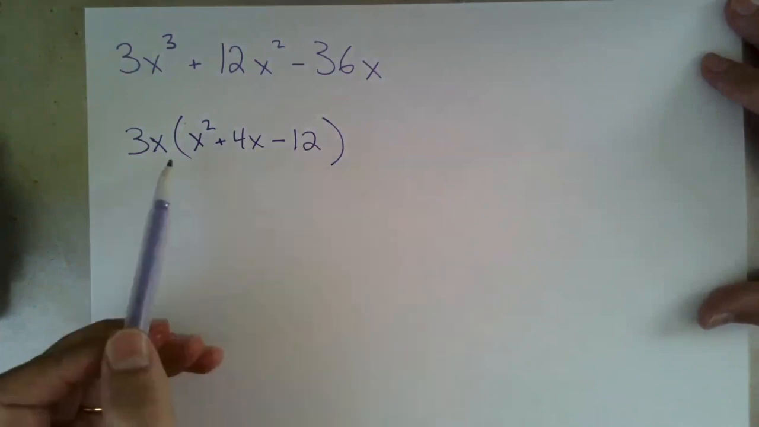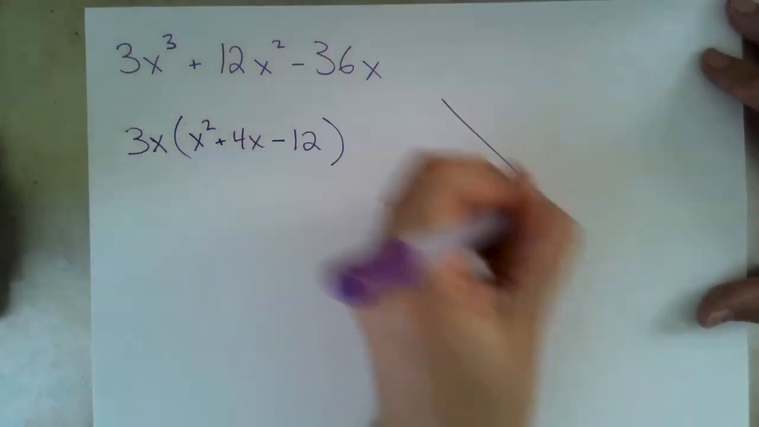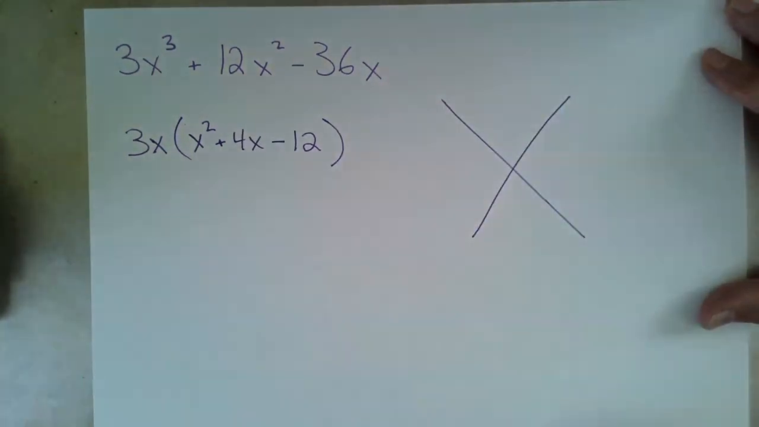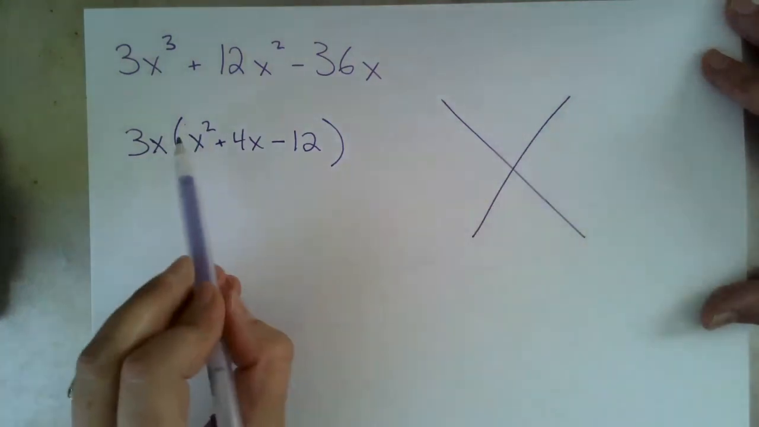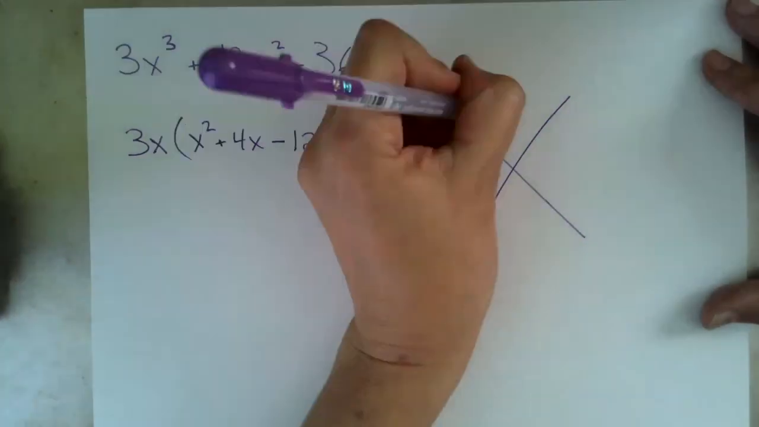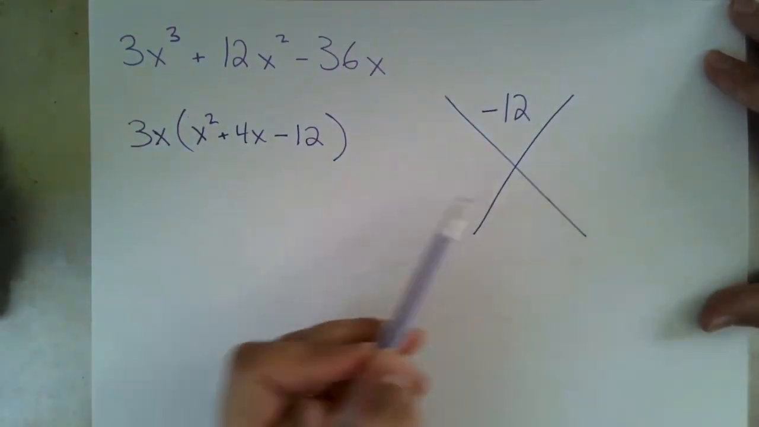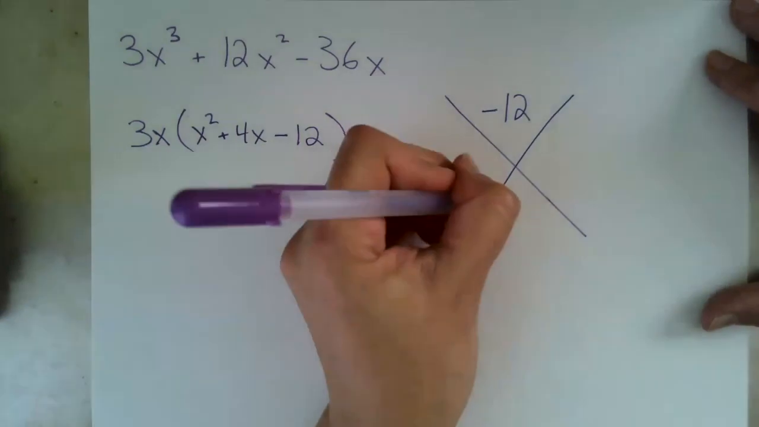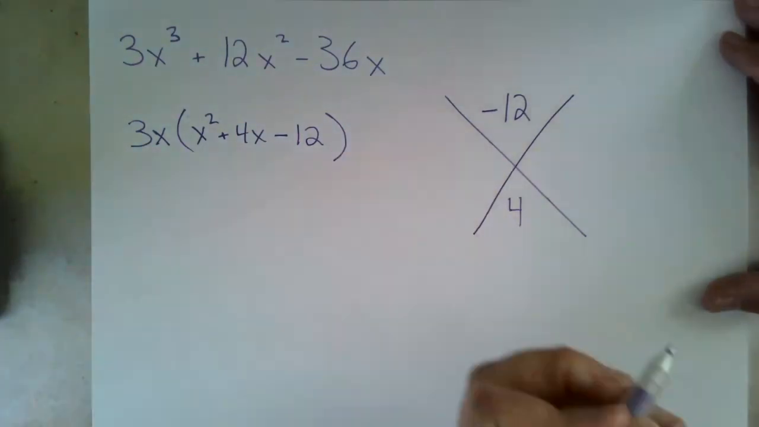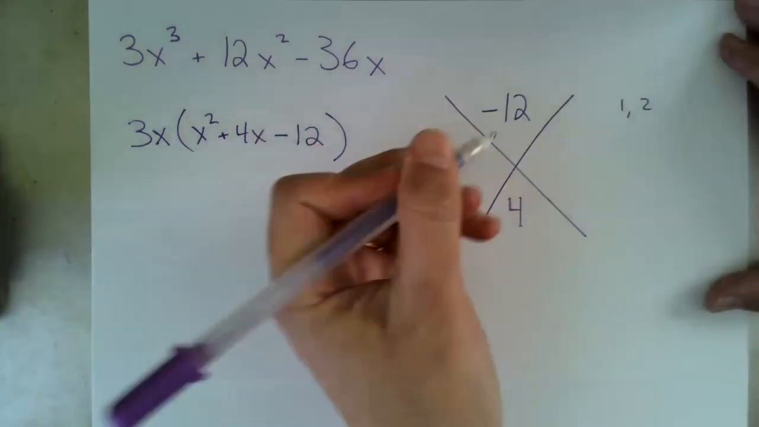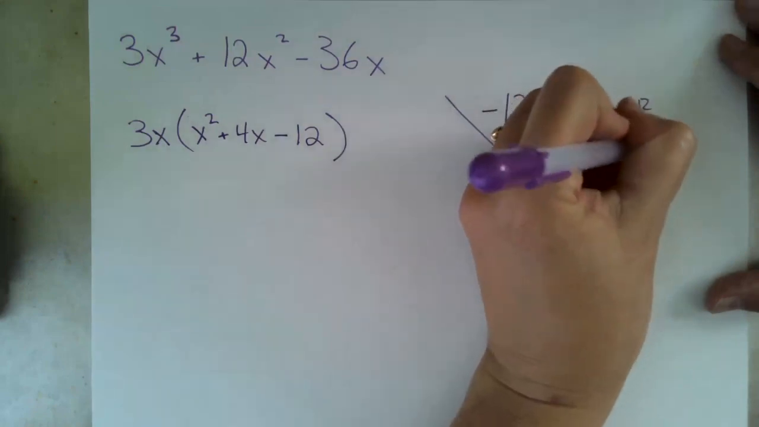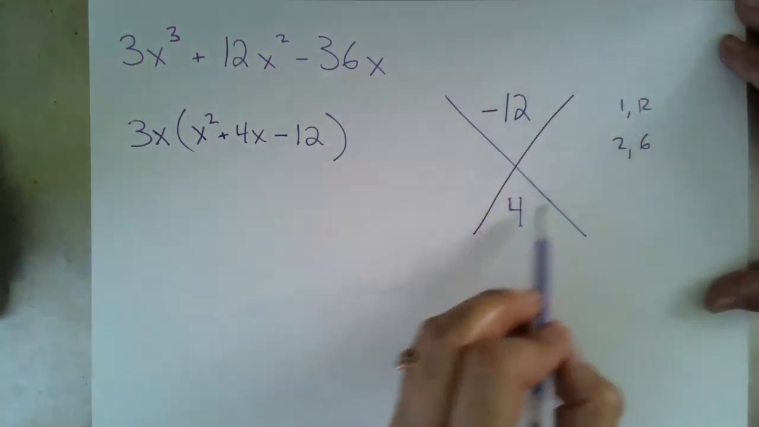Now, this is a quadratic. So I can jump over to my x method. Up top goes 1 times negative 12, or negative 12. Down below goes the coefficient of my middle term, 4. I'm going to make my factor list, 1 and 12, 2 and 6. Hey, that's looking promising.